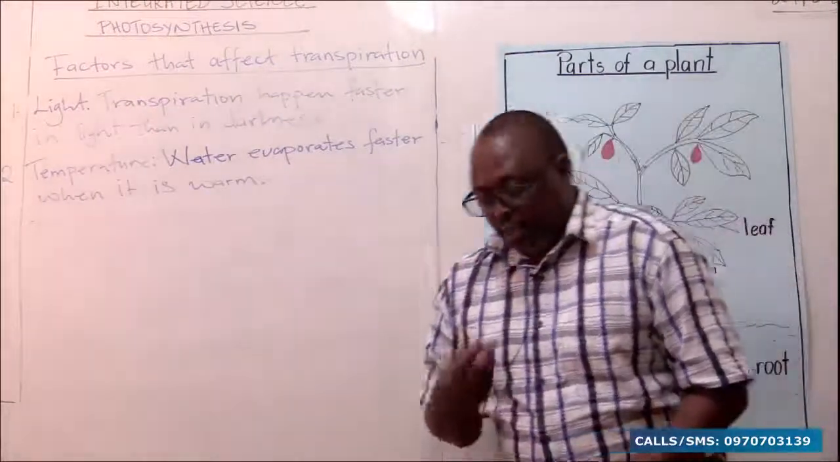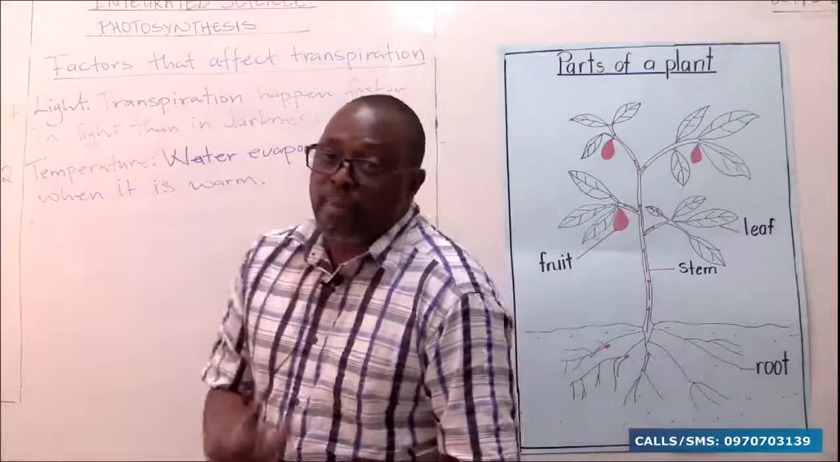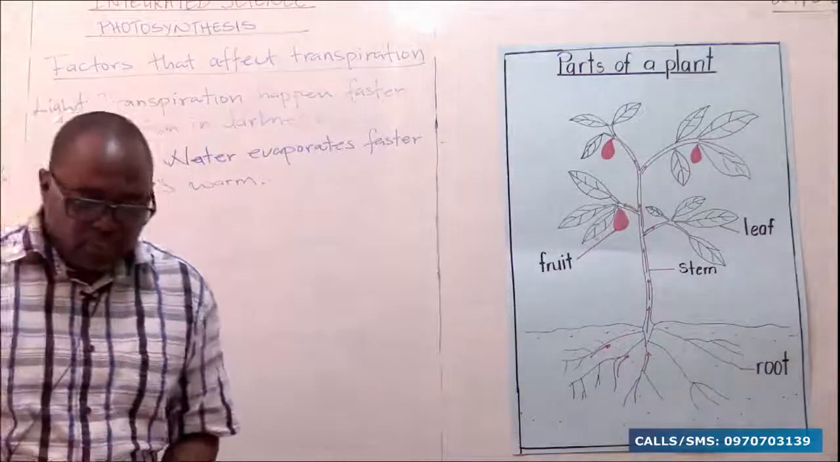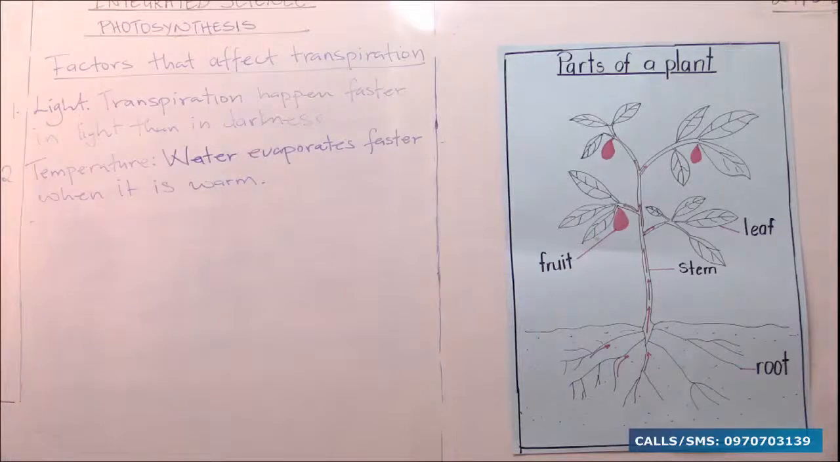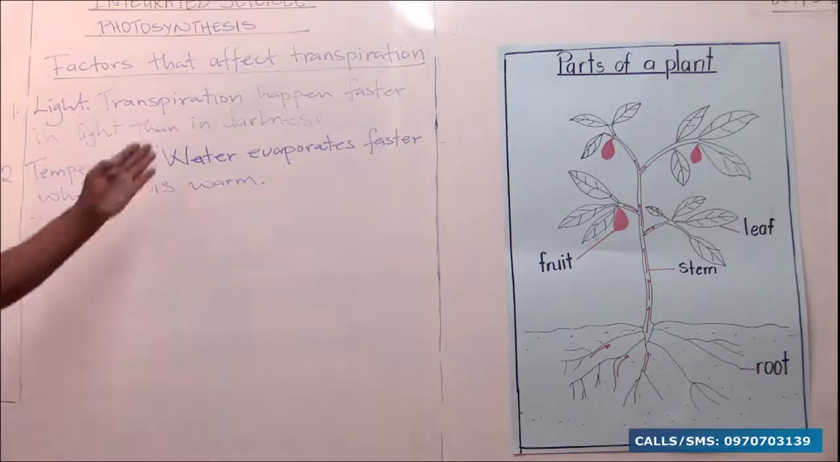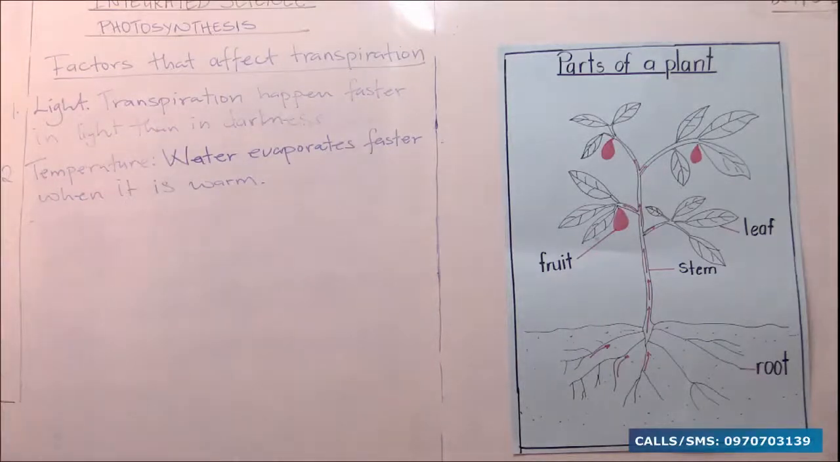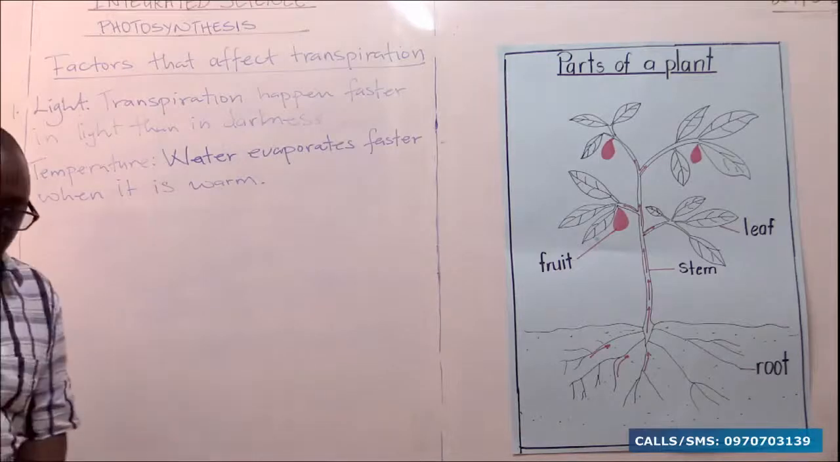Remember, I said in the beginning that we're going to look at some conditions that will speed up or slow down transpiration. We looked at light. We said that when there is enough light, transpiration happens faster than in darkness. And also with temperature, evaporation is faster when it is warm.